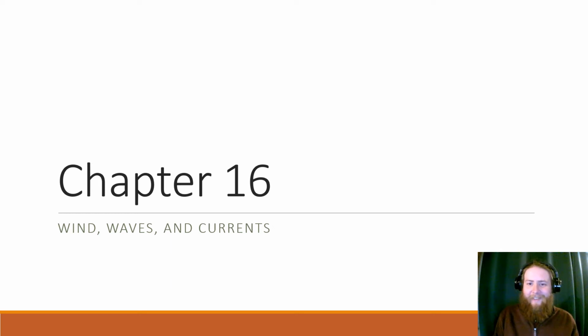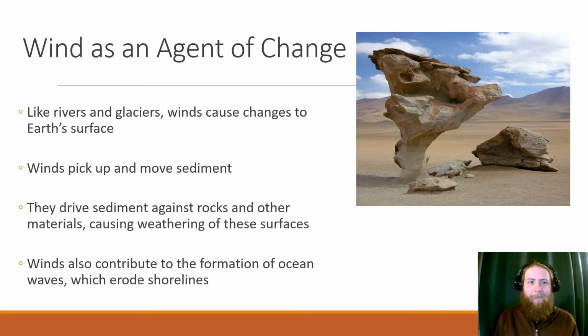Hello, Earth Science, and today we are starting Chapter 16, which is Wind, Waves, and Currents. In this chapter, we're going to talk about wind, how it forms waves, and how these ultimately affect the landscape of the planet, create waves on the ocean, etc. Some really exciting stuff. So let's jump right in.